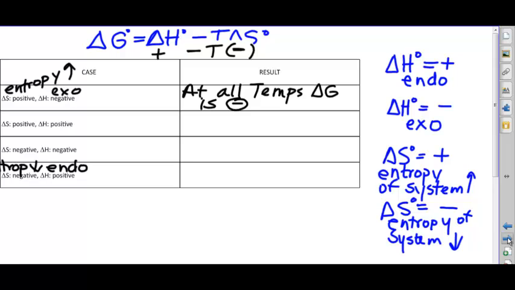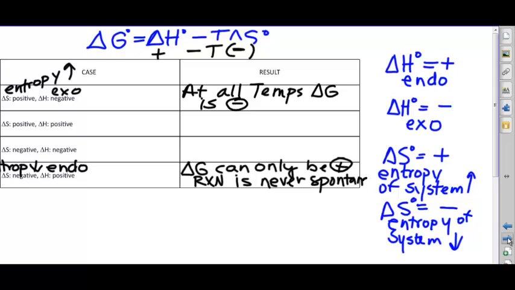Positive. Does temperature matter? No. Delta G can only be positive. And what that means is that the reaction is never spontaneous at any temperature. Ever.